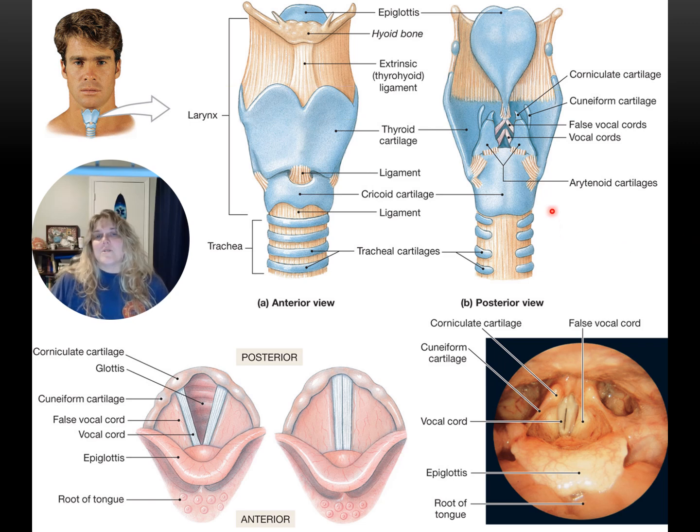I know it's going to show you a lot of other features here, your corniculate, your cuneiform cartilage. It's really kind of hard to make them out here. It's a lot easier in this picture up here. So when you're looking at the vocal cords, you have the true vocal cords, which are white in color, and then you have the false vocal cords, and the false vocal cords are kind of pink. And you'll see you have these different cartilages, the corniculate and the cuneiform cartilage.